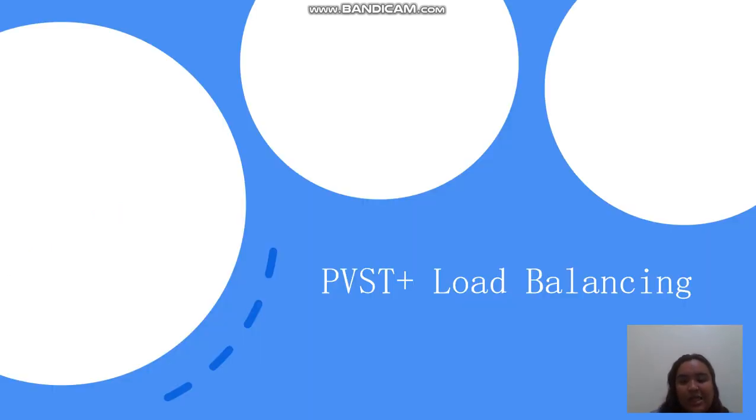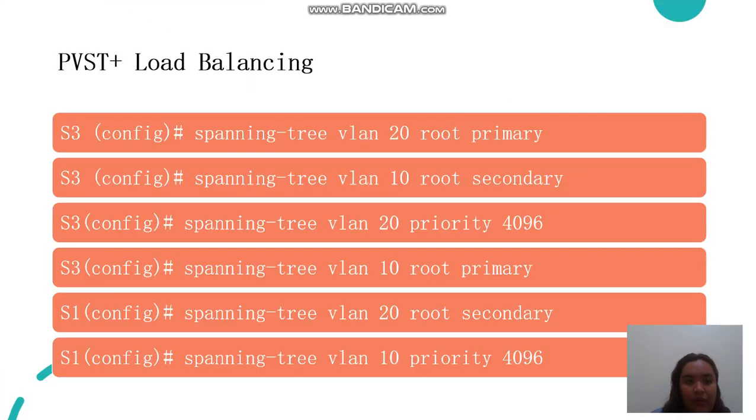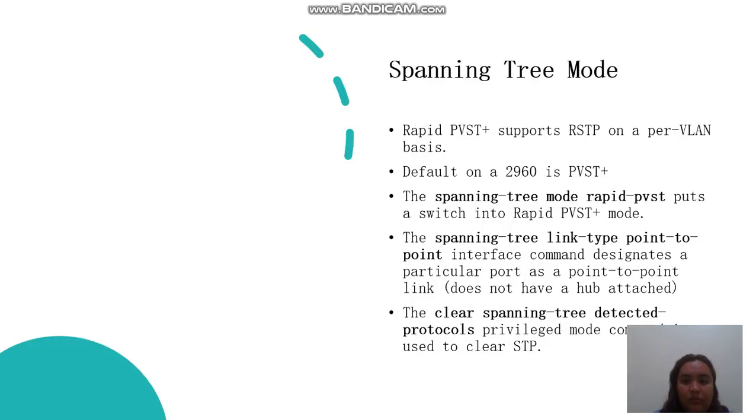So PVST load balancing. Here's the code, this is what you see when you code it, the commands. So spanning-tree mode rapid-pvst supports RSTP on a per-VLAN basis. The default on the 2960 is PVST+.